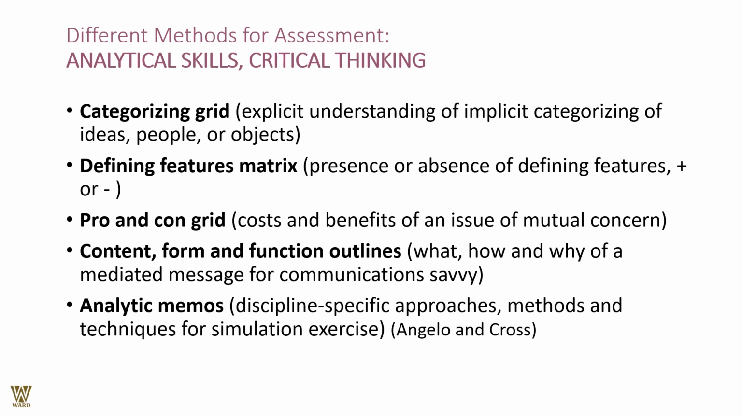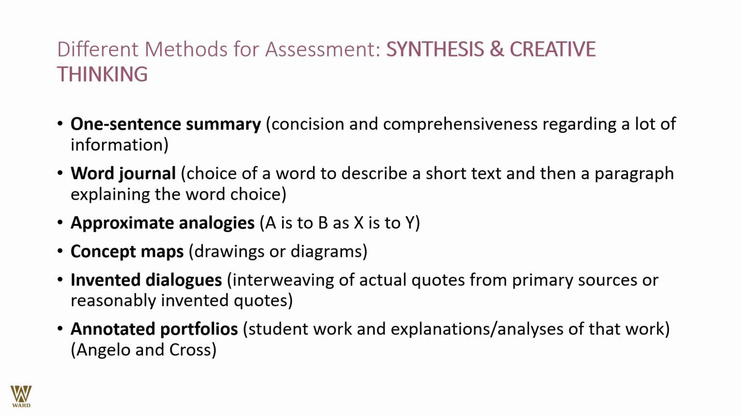Let us talk about the analytical aspects, or critical thinking. Now, can we have a grid, as in a square plus grid? Explicit understanding of implicit categorizing of ideas, people, objects. Defining feature matrix: presence or absence of defining features. Pros and cons grid, as in the costs and benefits, the advantages and disadvantages of an issue of mutual concern. Content, form and functional outcome: what, how, why of a mediated message of the communication. Analytical memos, discipline-specific approaches, methods and techniques for simulation exercises, again as stated by Angelo and Cross.